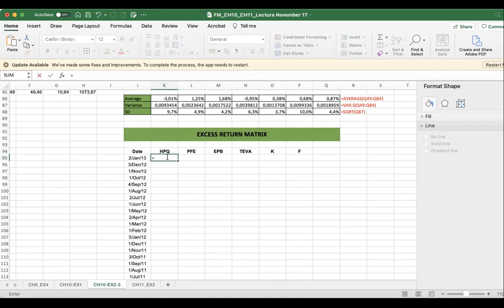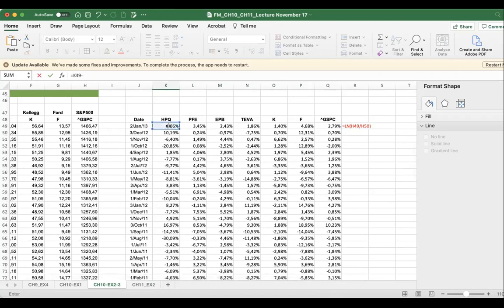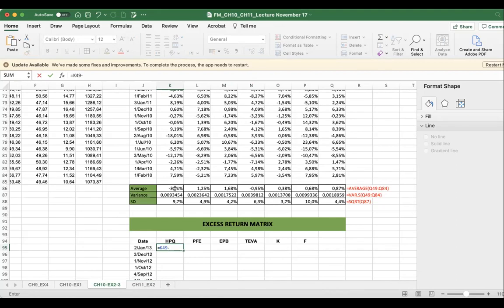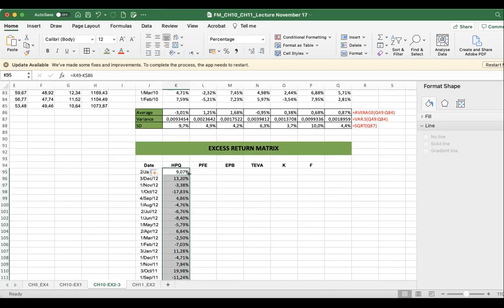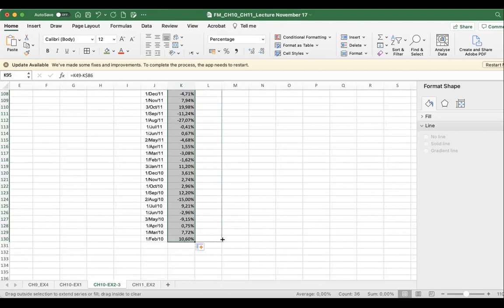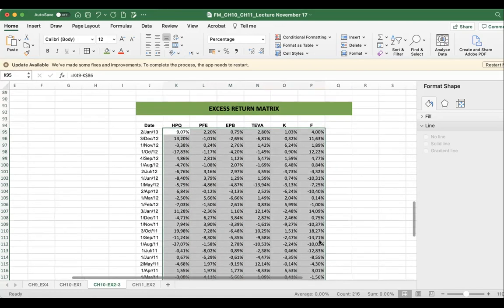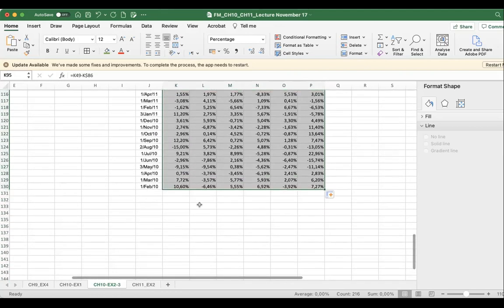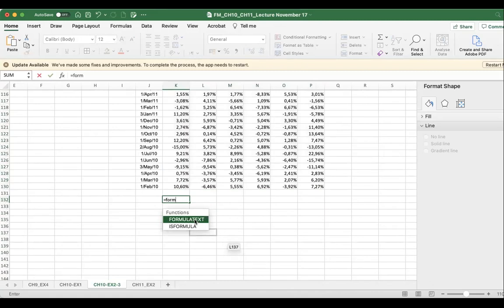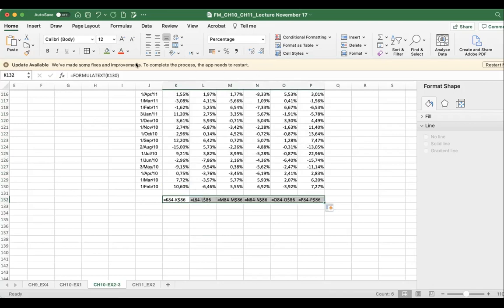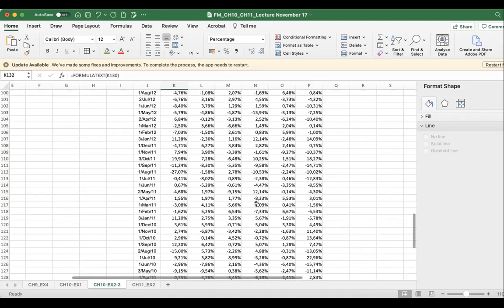Now for Hewlett Packard is equal to the first return minus the average return. I will put the $ sign. Then 1, 2, 3, 4, 5. So these are the formula text. So here we are subtracting K86, L86, M86, and so on. So we are moving through the averages.